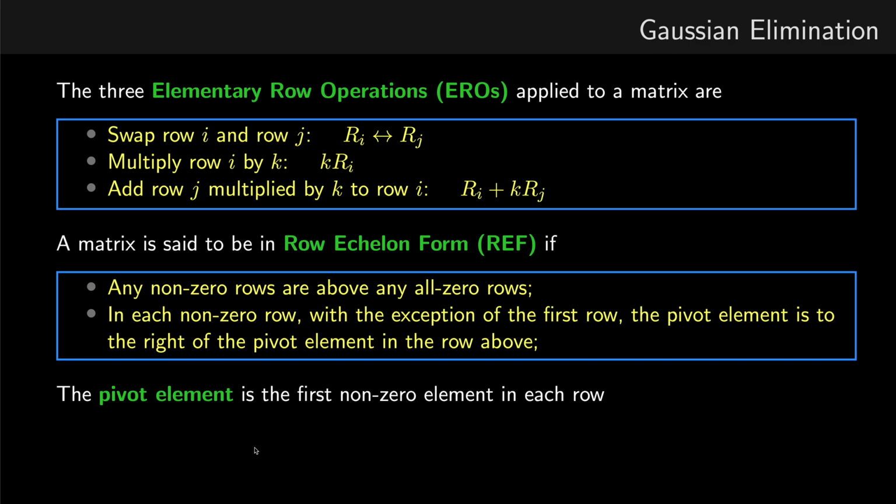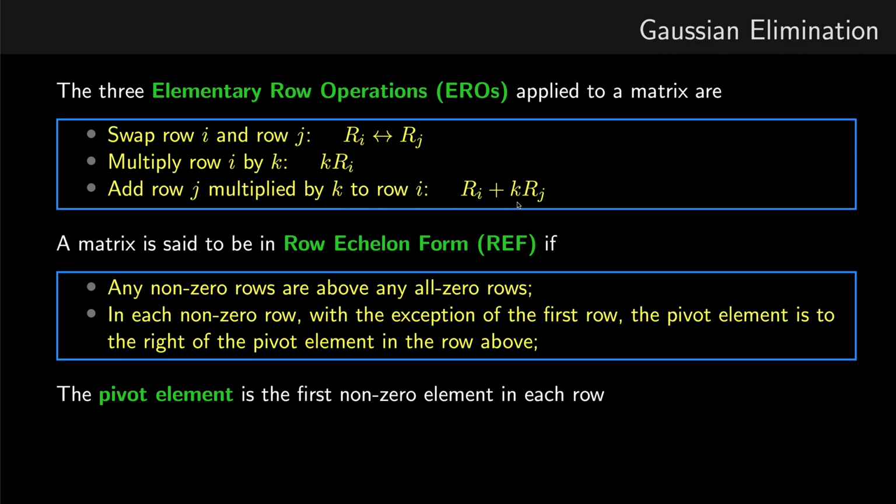The three are to swap row i and row j around, and this is denoted using the shorthand notation here, where capital Ri is row i and capital Rj is row j. We can multiply row i by k, and we can also add row j multiplied by k to row i.